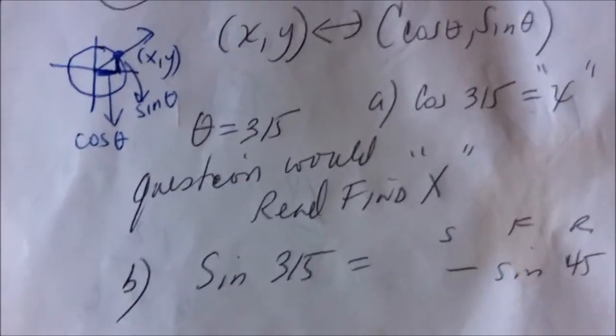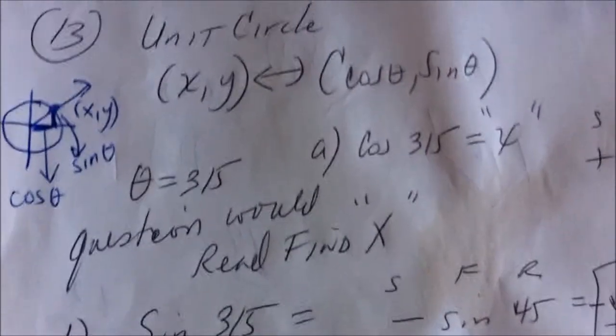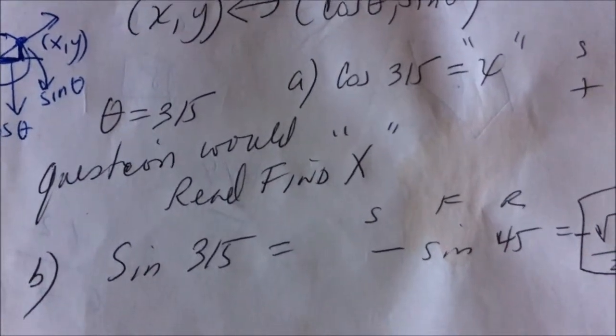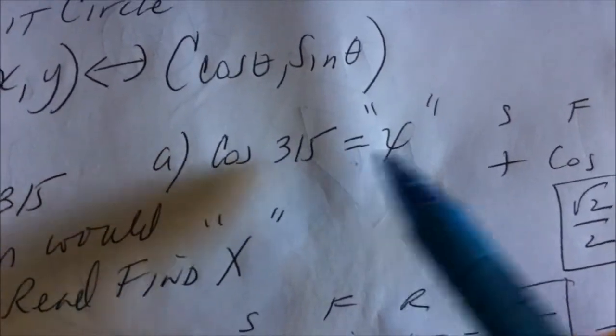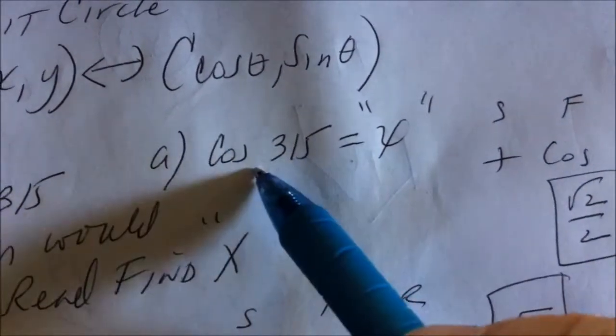So with number 13, I asked you, given an angle of rotation of 315, to find cosine, sine, and tangent. And I really should have phrased it differently. I should have said find x, y, and tangent. And I didn't. So I'm going to tell you that it probably would have been said find x. And you had to know that x means cosine.